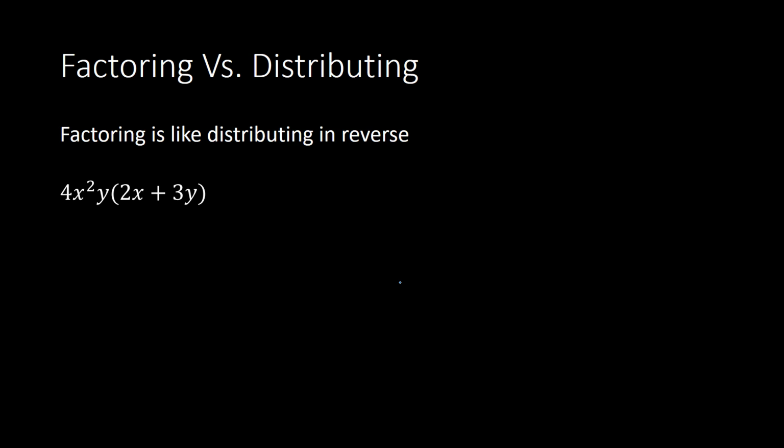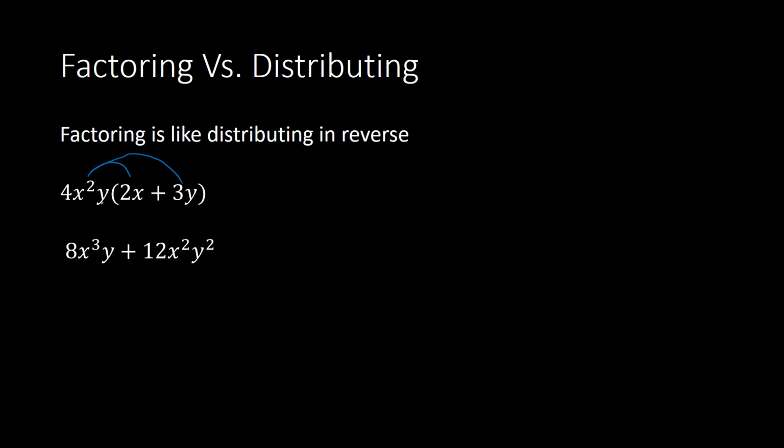Well, it's kind of like the opposite of distributing. So we've learned how to distribute, right? Where we have 4x squared y times parentheses 2x plus 3y. To distribute, you take the 4x squared y times the 2x, and then times the 3y. So 4 times 2 would give me 8. X squared times x gives me x to the third power, and then you just have the y left over.